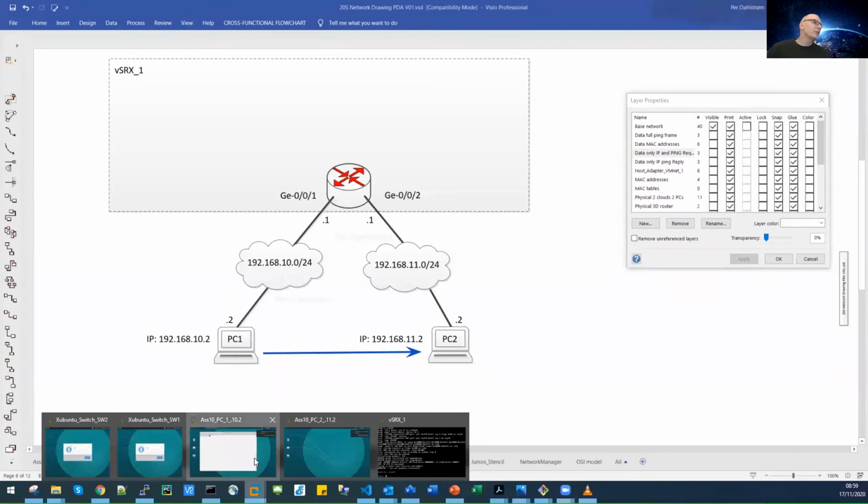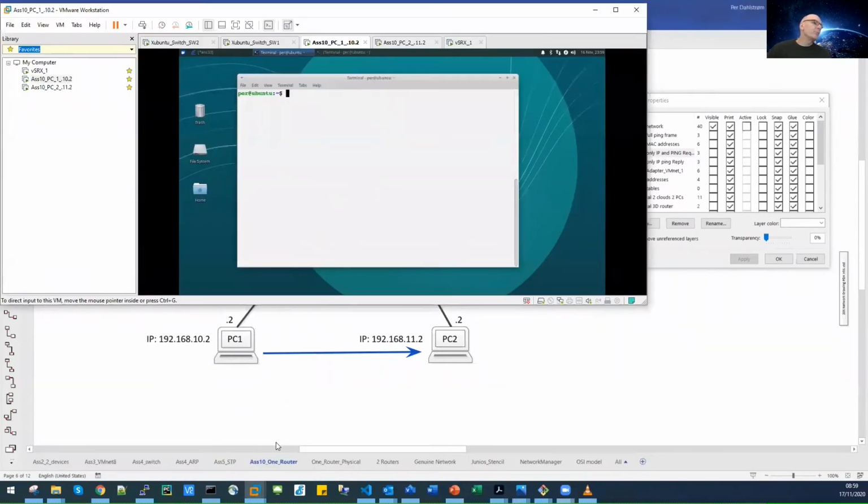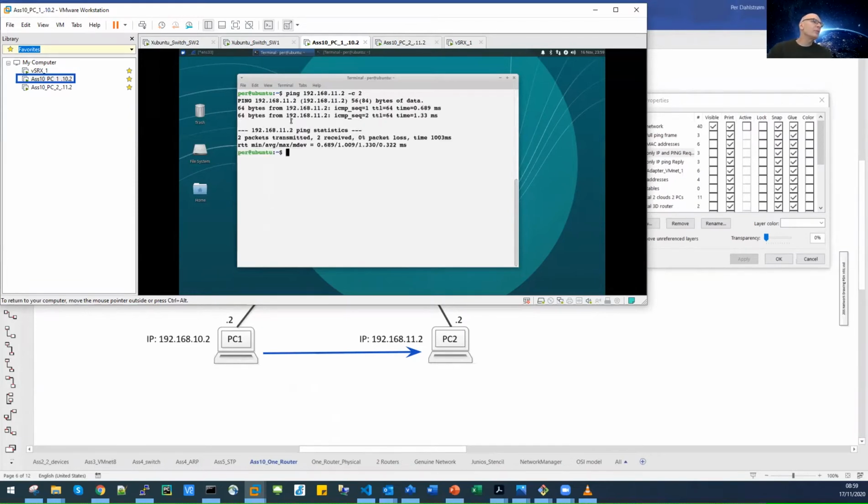Let me bring up a workstation here. Here we have PC1 sitting over here, and I'm going to send out a ping from PC1 here to PC2. I have a count of 2, so only 2 pings will be sent over. And there we have it, sent from PC1 to PC2.